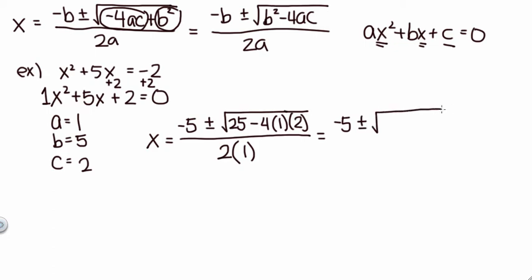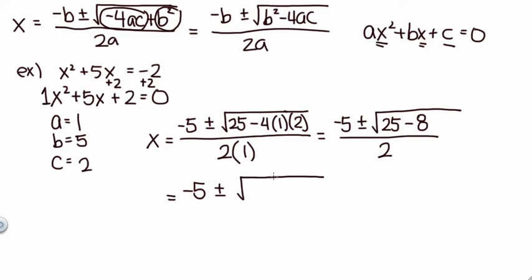So negative 5 plus or minus the square root of 25, and then 4 times 2 is 8, divided by 2. Moving along, I have negative 5 plus or minus the square root of, and so we can do this out, right? 25 minus 8, and we get the square root of 17, and then divided by 2. I didn't need to write that long, but 17 is not a square number, so you could leave it like this.